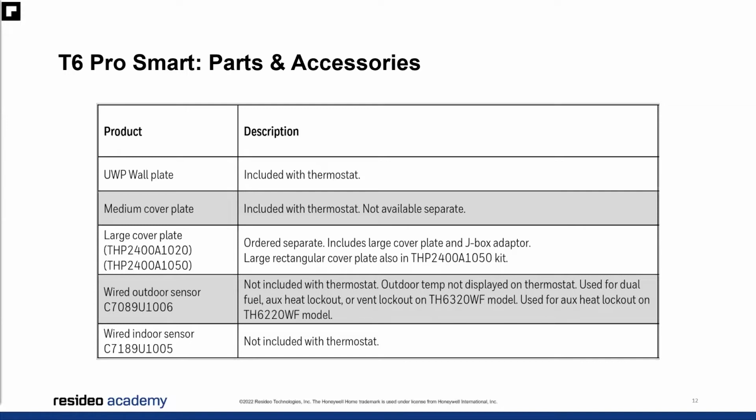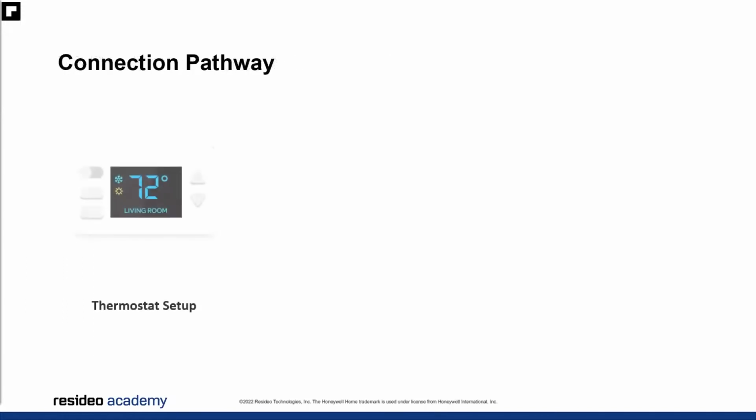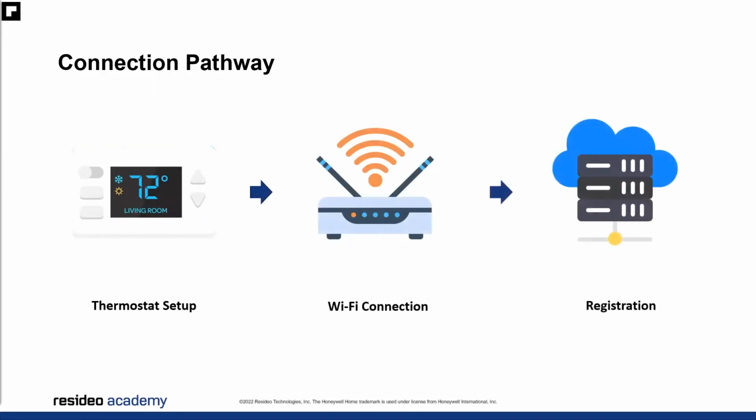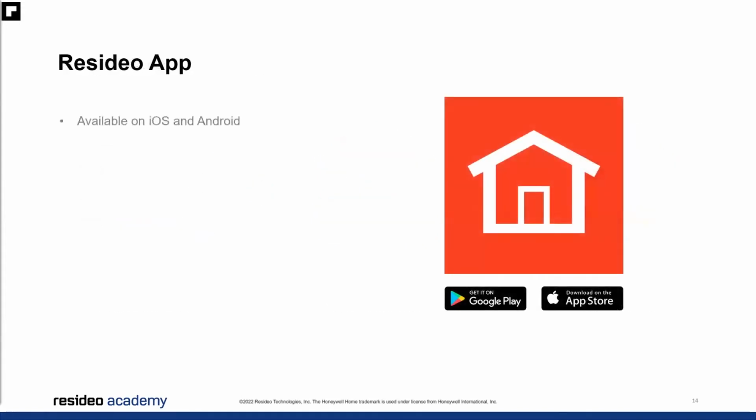So that's just a little bit of the specs and kind of the features and benefits. T6 installation is pretty simple. As for all Wi-Fi thermostats, there's typically 3 setup steps: the thermostat setup, configuring it for its particular application, the Wi-Fi connection, and the registration. Once this process is complete, the homeowner will have access within the Resideo app. And that's available on iOS and Android.